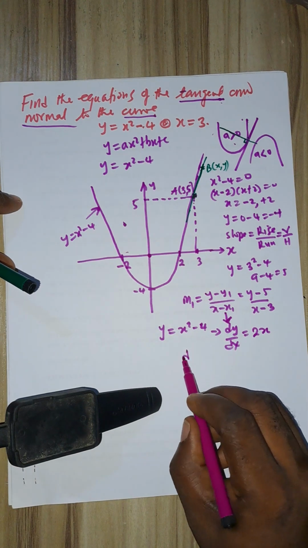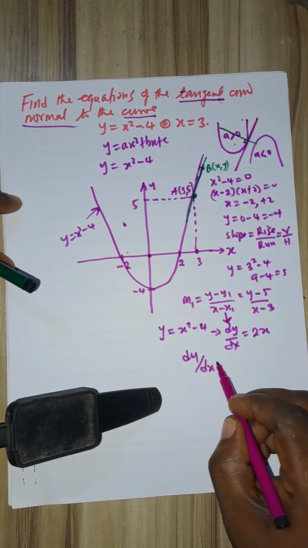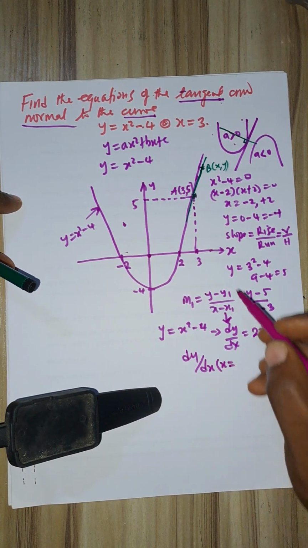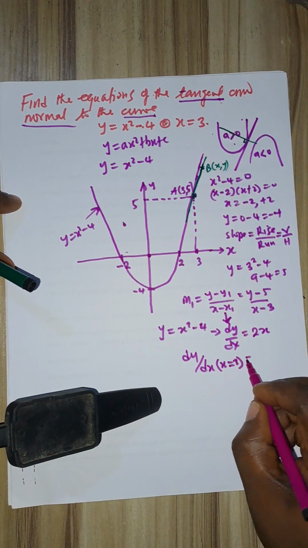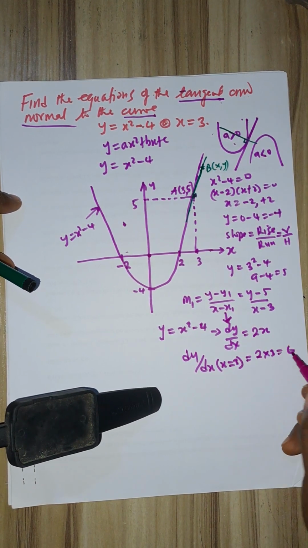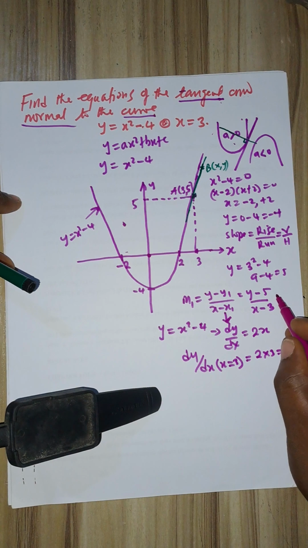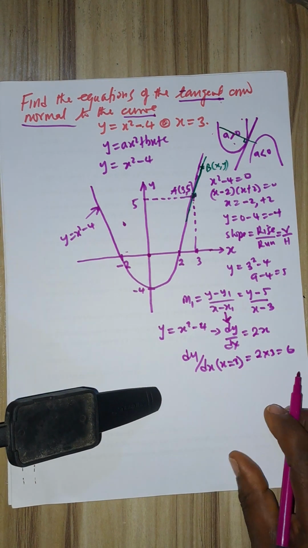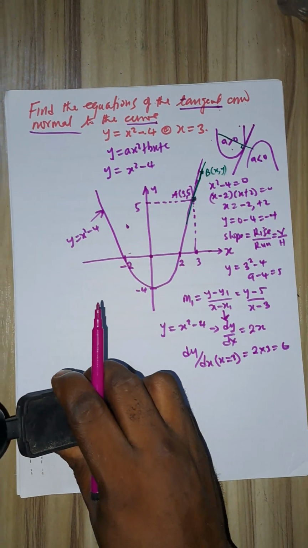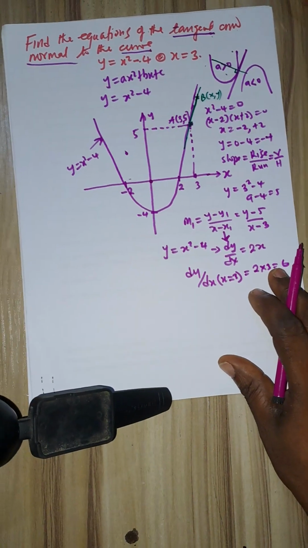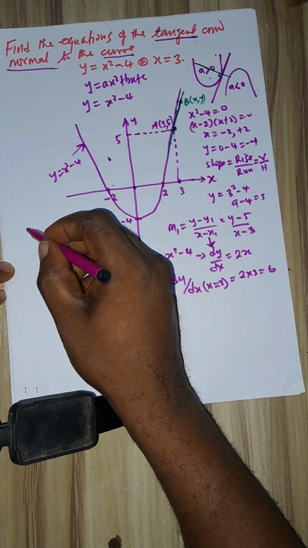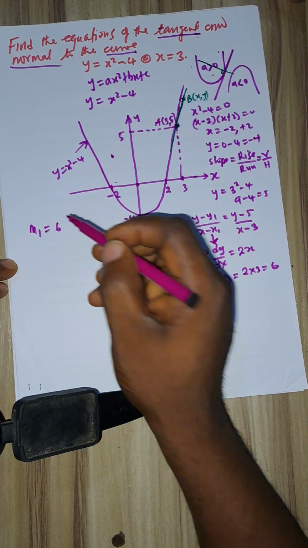Then we find dy/dx at the point where x equals 3. That will be 2 times 3, which is 6. And so this will be equated to m1. The implication is that m1 equals 6.